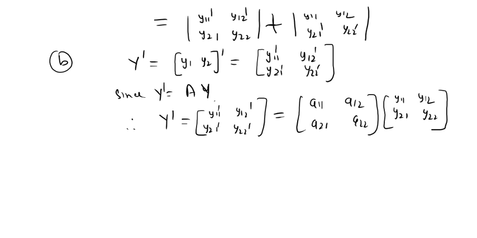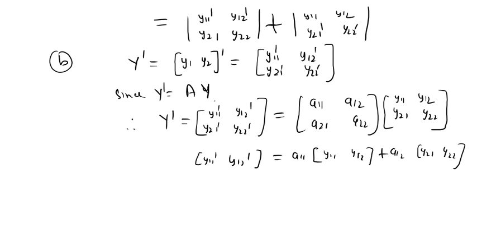So now equate first row. First row equal to first row. On the right hand side you have part 1, and if you write the first row, y11', y12', that is equal to a11 multiplied by (y11, y12) plus a12 with the second row (y21 and y22). And similarly you equate the second row to get part 2. So this proves part B.